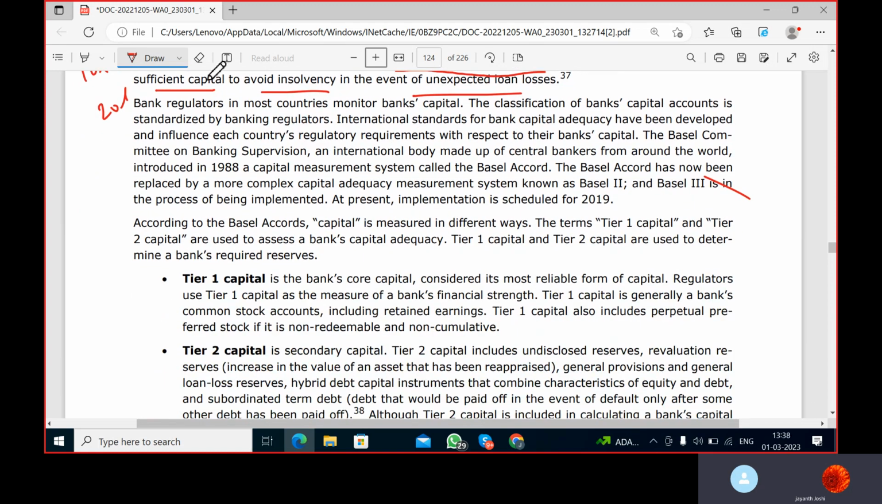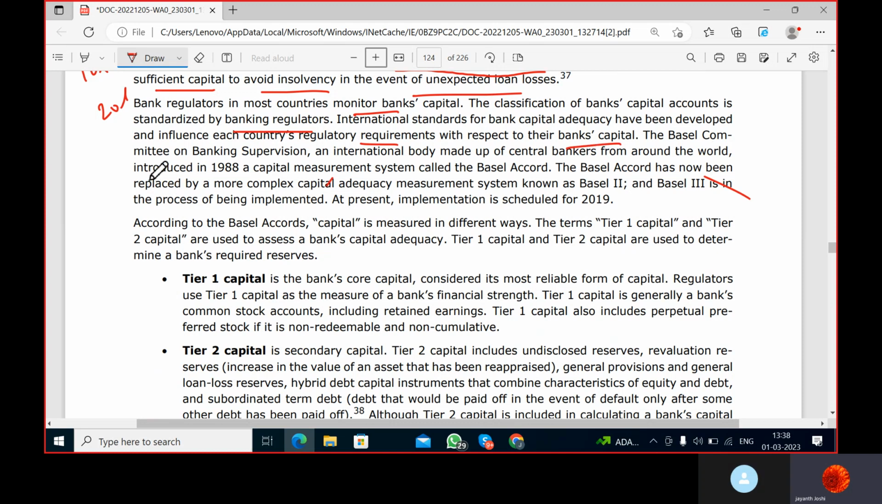Now, bank regulators in most countries monitor banks. Like in India we have RBI and SEBI. In the US they have their apex institution, and they have their stock exchange commission. The classification of a bank's capital account is standardized by banking regulators, so they will tell you what kind of capital adequacy you should have. International standards for bank capital adequacy have been developed and influence each country's regulatory requirements with respect to their banks' capital. The Basel Committee.